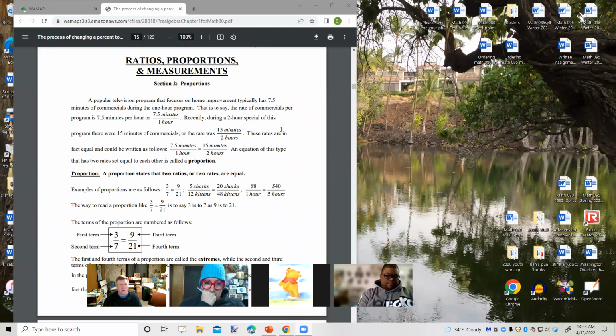Recently, during a 2-hour special of this program, there were 15 minutes of commercials, or the rate was 15 minutes per 2 hours. These rates are in fact equal and could be written as follows. 7.5 minutes per 1 hour equals 15 minutes per 2 hours. Do you see that they're equivalent? They're equal. An equation of this type that has 2 rates set equal to each other is called a proportion.